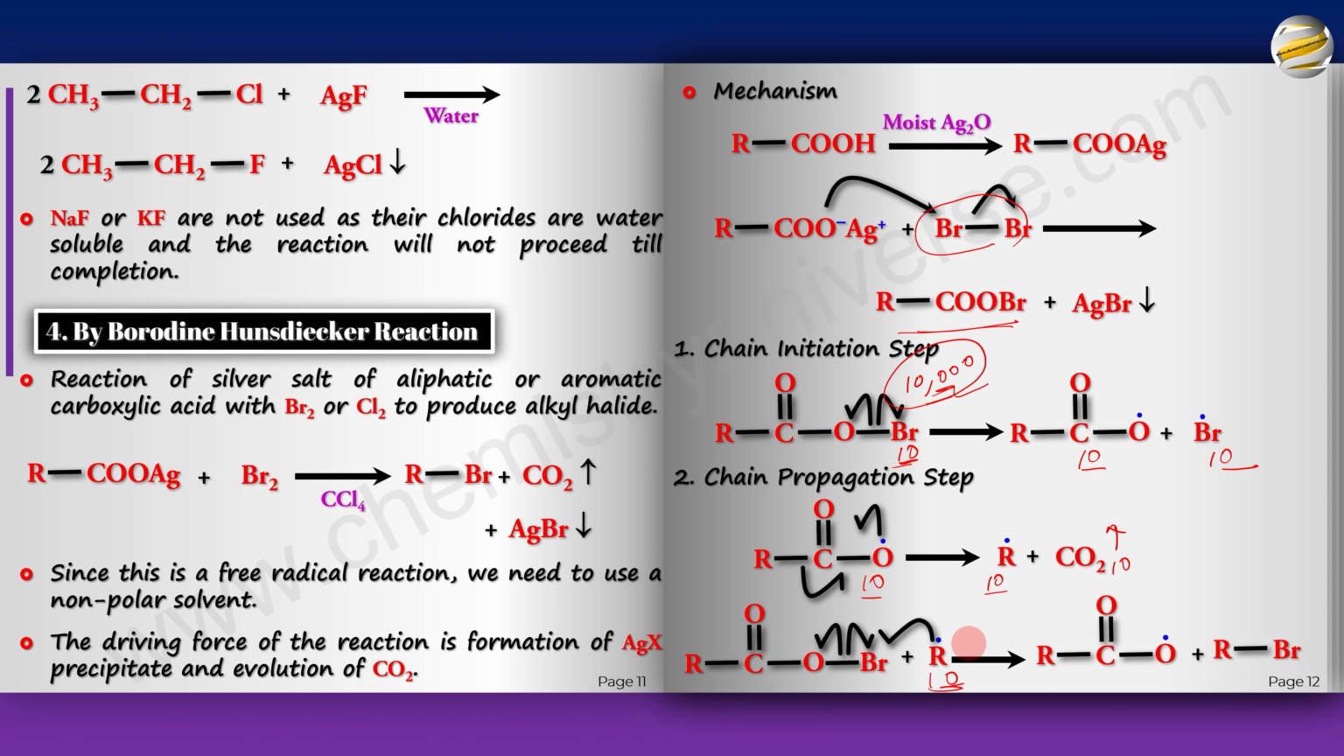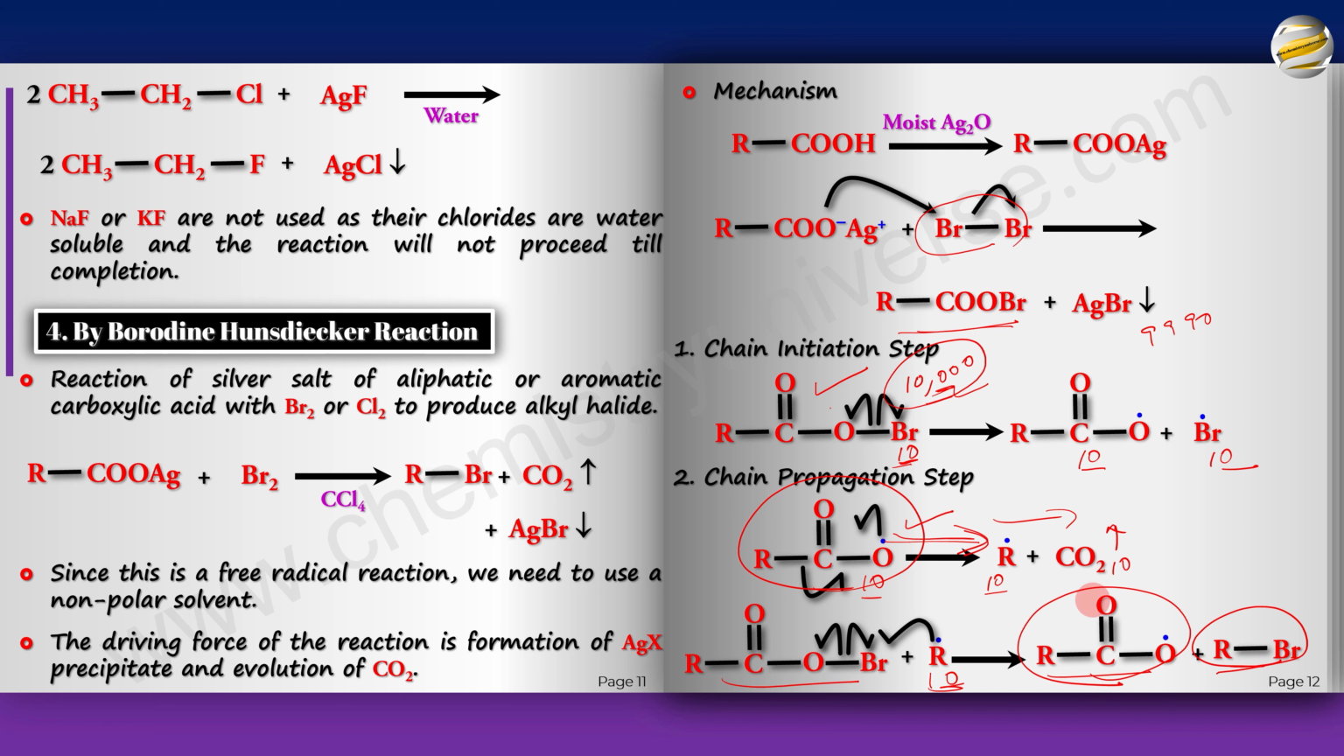Now this 10 has a higher chance of reacting with this because the amount of this left is 9,990, because only 10 have reacted. So the chance of R dot meeting this is far greater than even RCOO dot. So R dot meets this, you get RCOO dot and RBr. This is the product we desire. Now can you see that whatever RCOO dot got consumed in the first propagation step is being produced in the second one? So the reaction keeps going. 10 will react again, 10 will react.